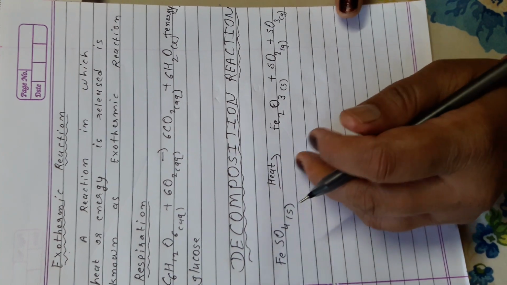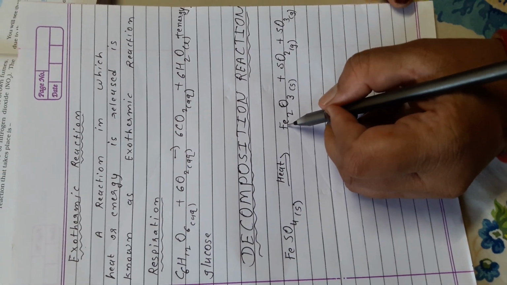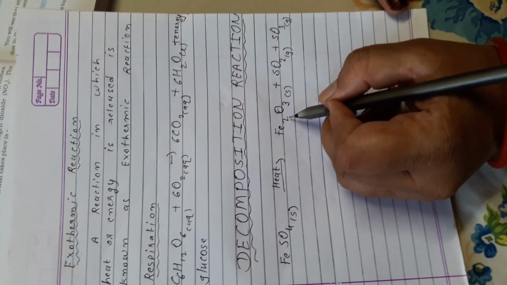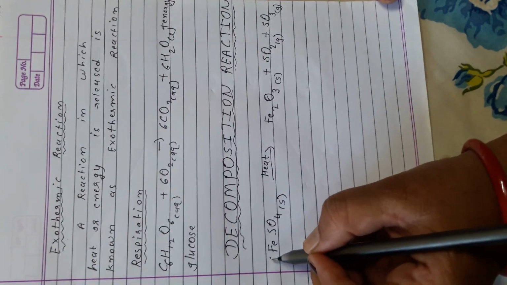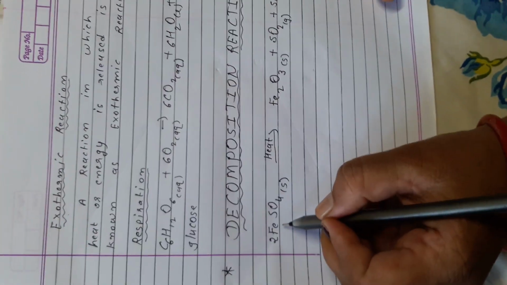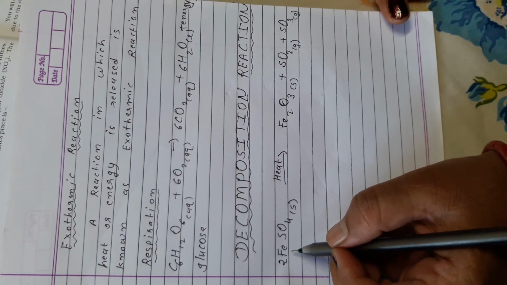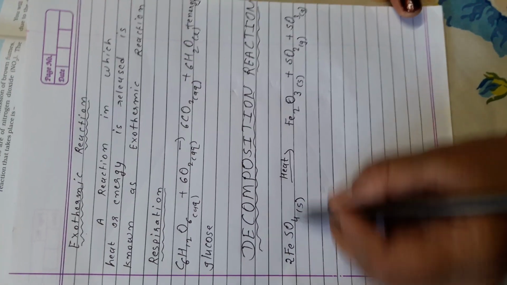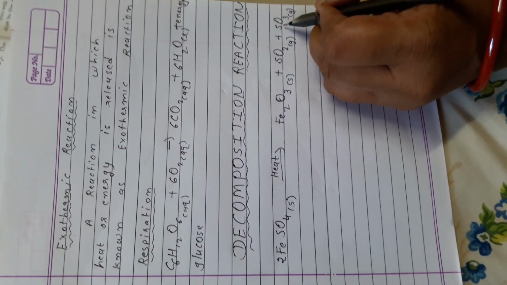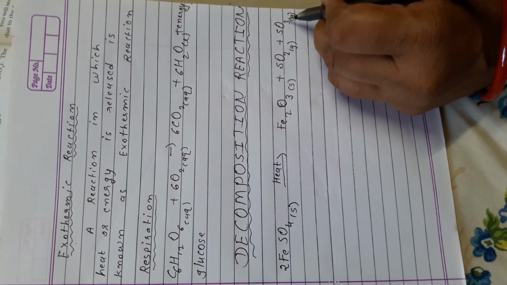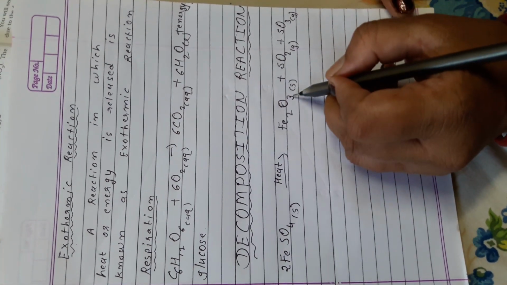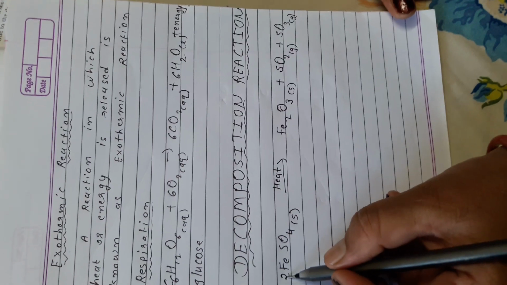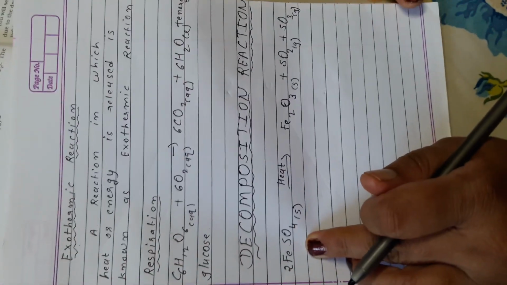Now we have to balance. Here there are two atoms of iron, so we balance the Fe atoms, 2 Fe. 2 sulfur, here there are 2 sulfur. Oxygen: 2 plus 3 is 5, plus 3 is 8, and here also 8. So the equation is balanced.